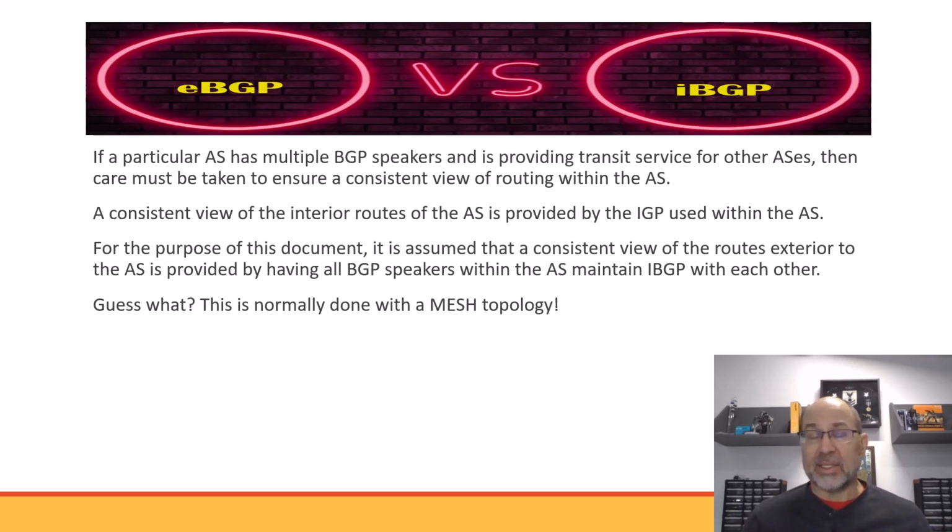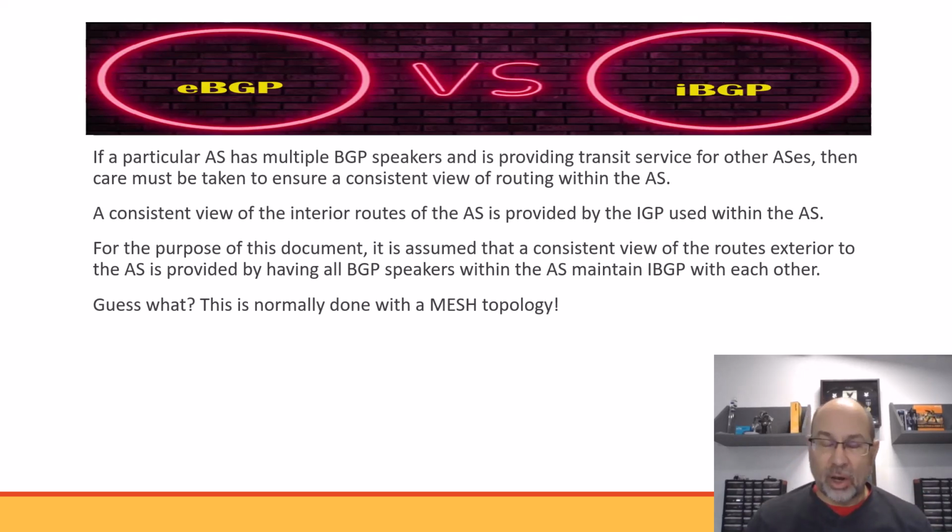So what that means is that now you've got this internal set of networks, and we want to provide what we call a consistent view, a stable view of what that topology looks like inside that transit AS. And the way that we do that is with an IGP. And for the purposes of this document, the RFC, it is assumed that a consistent view of the routes exterior to the AS is provided by having all BGP speakers within the AS maintain iBGP with each other.